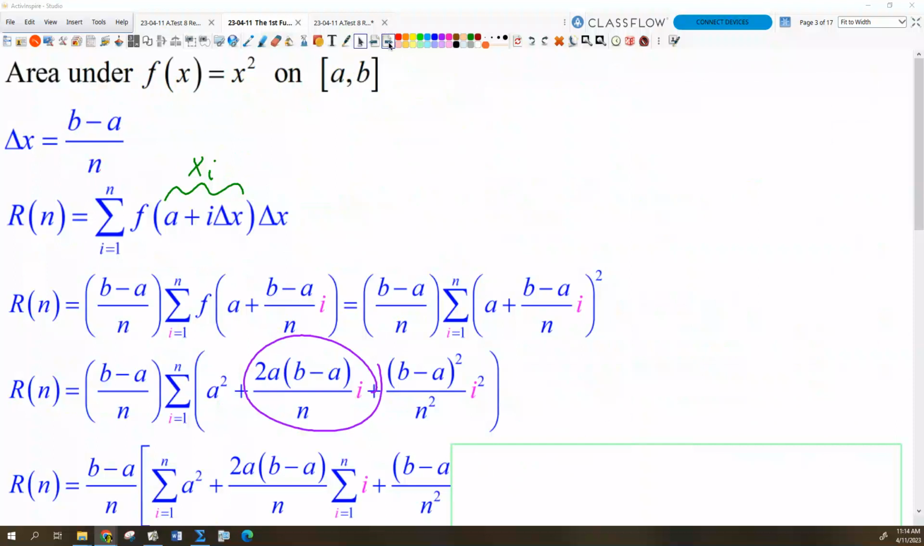This is what we were looking at right here, right? We were looking at trying to use Riemann sums to come up with a solution to something like that, right? We want to find the area under f of x equals x squared from a to b, okay? And so we decided we're just going to slice this thing up into uniform slices. Delta x equals b minus a over n. We're going to use a right sum because those are the most convenient, okay?